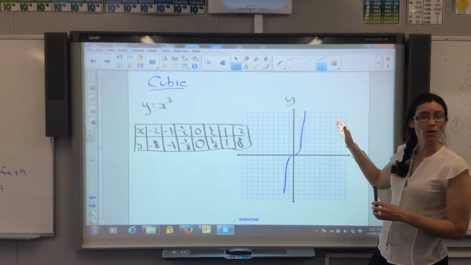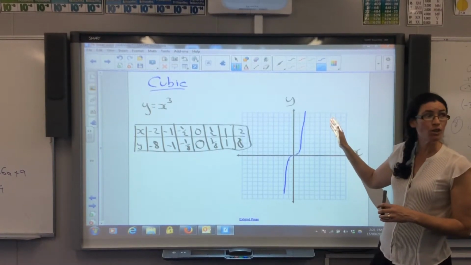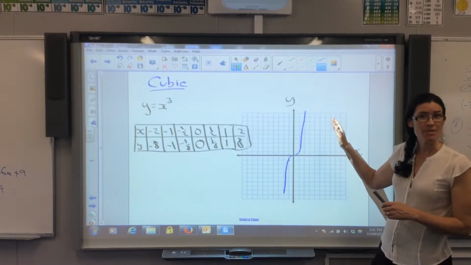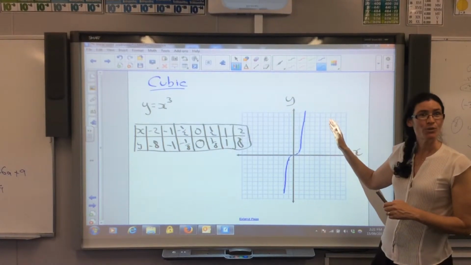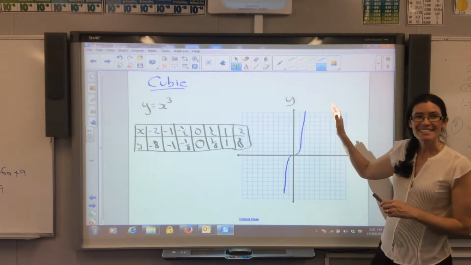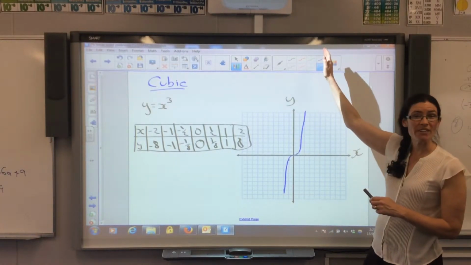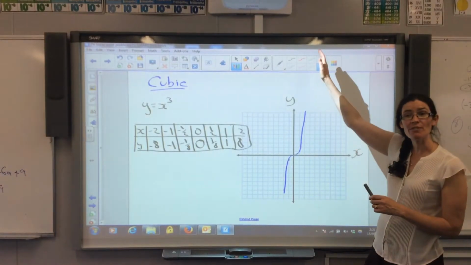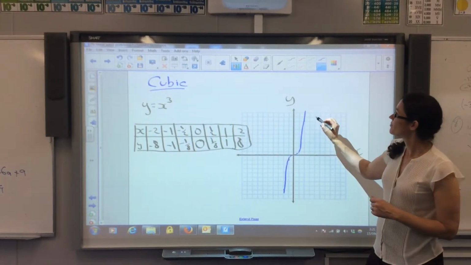Okay, and then at 4, what am I at? What's 4 cubed? Anyone know that? 4 times 4 is 16. 16 times 4 is? 64. Very, very high. So it's going up very fast. 64. Okay?